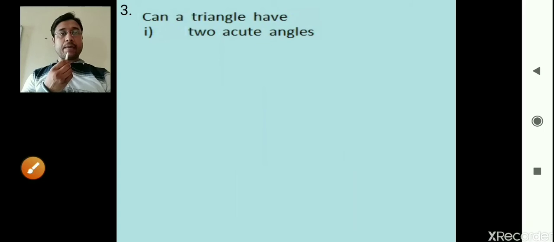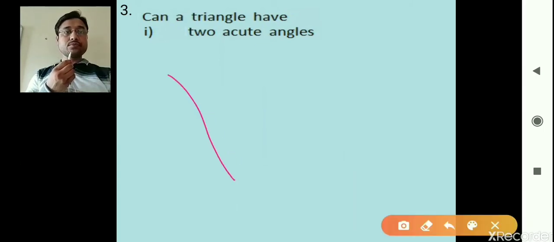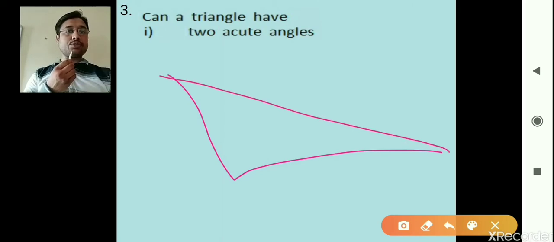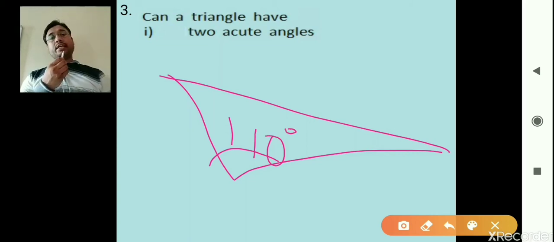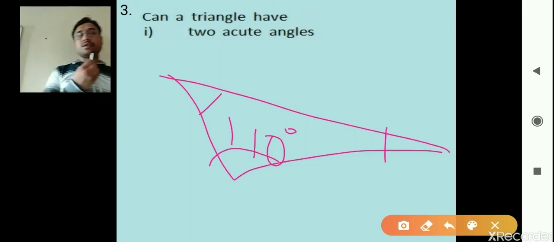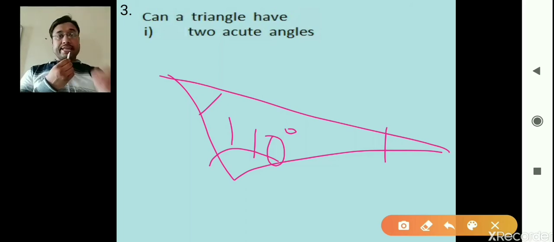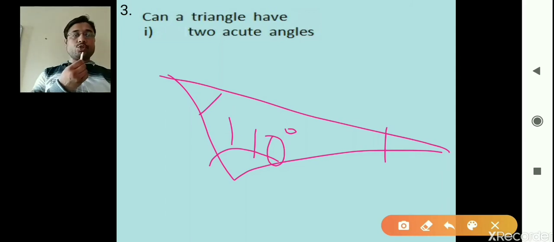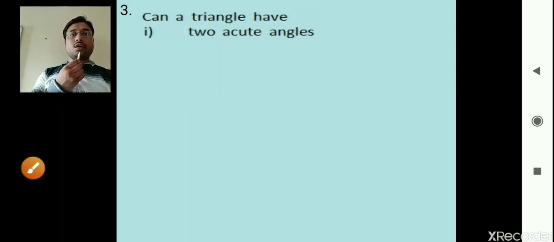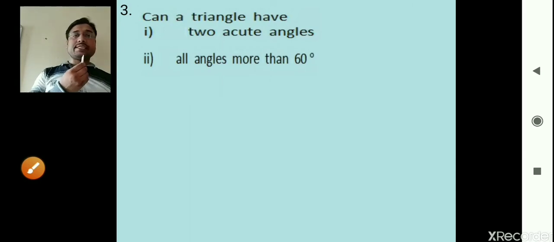Similarly, in an obtuse triangle, suppose this angle measurement is 110 degree. Then the other two angles are what? Acute only, that is, less than 90 degree. Then only their sum will be 180 degree.